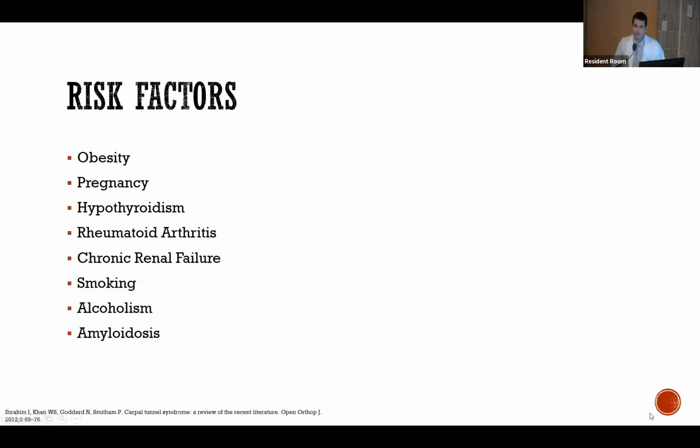So there are many risk factors that can lead to a patient having carpal tunnel syndrome. And they usually fall into two categories, either those that will lead to increased inflammation of the tenosynovium, such as smoking, or those that will lead to a mass effect within the carpal tunnel, which will cause compression, such as, you can see here, things like amyloidosis and hypothyroidism.